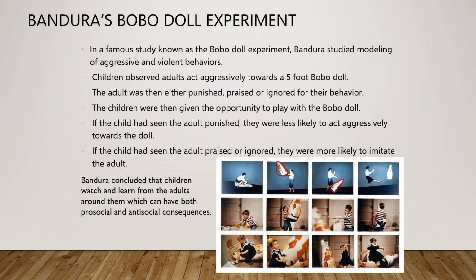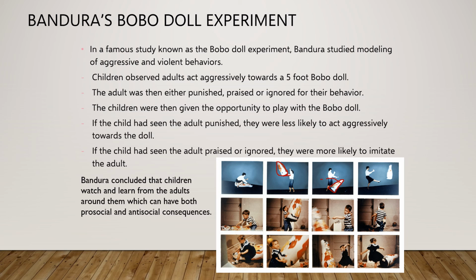And so the adult could easily hit the BoBo doll. The adult would hit the BoBo doll, it would come right back up. They'd hit it again, it would come right back up, hit it again. And so the child observed this. And the adult was either punished, praised, or ignored for the behavior. And then the child was given the opportunity to play with the BoBo doll. If the child had seen the adult punished, they were less likely to act aggressively. We could also call this vicarious punishment. And if the child saw the adult praised or ignored, they were likely to imitate the behavior.